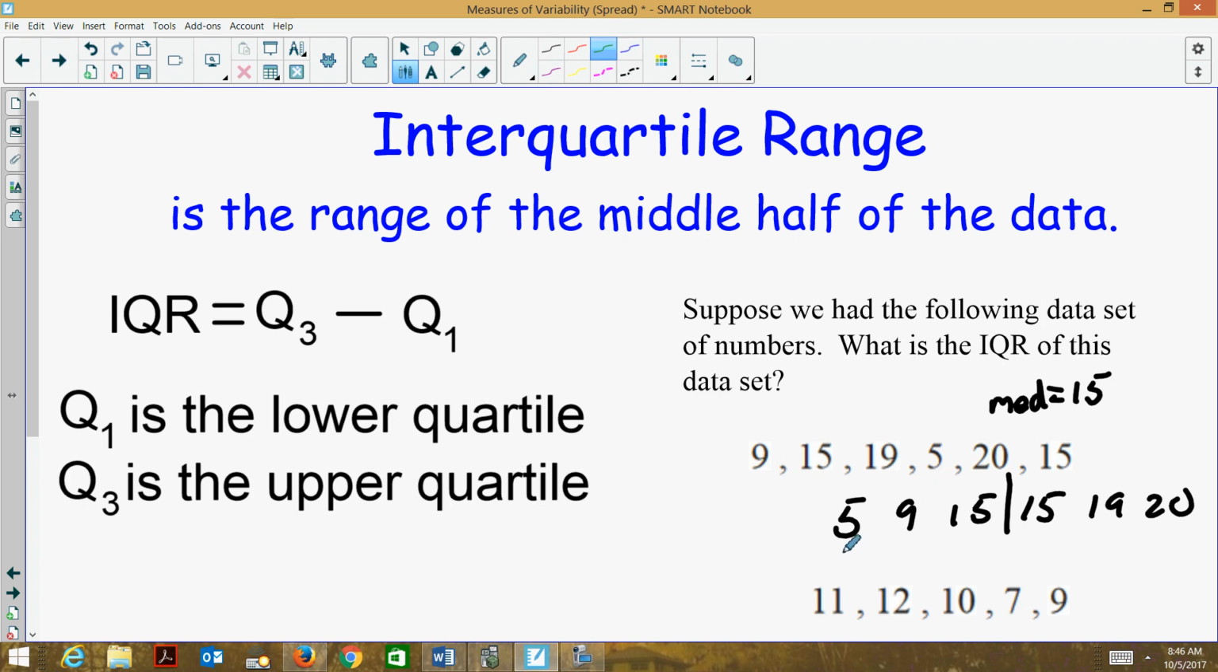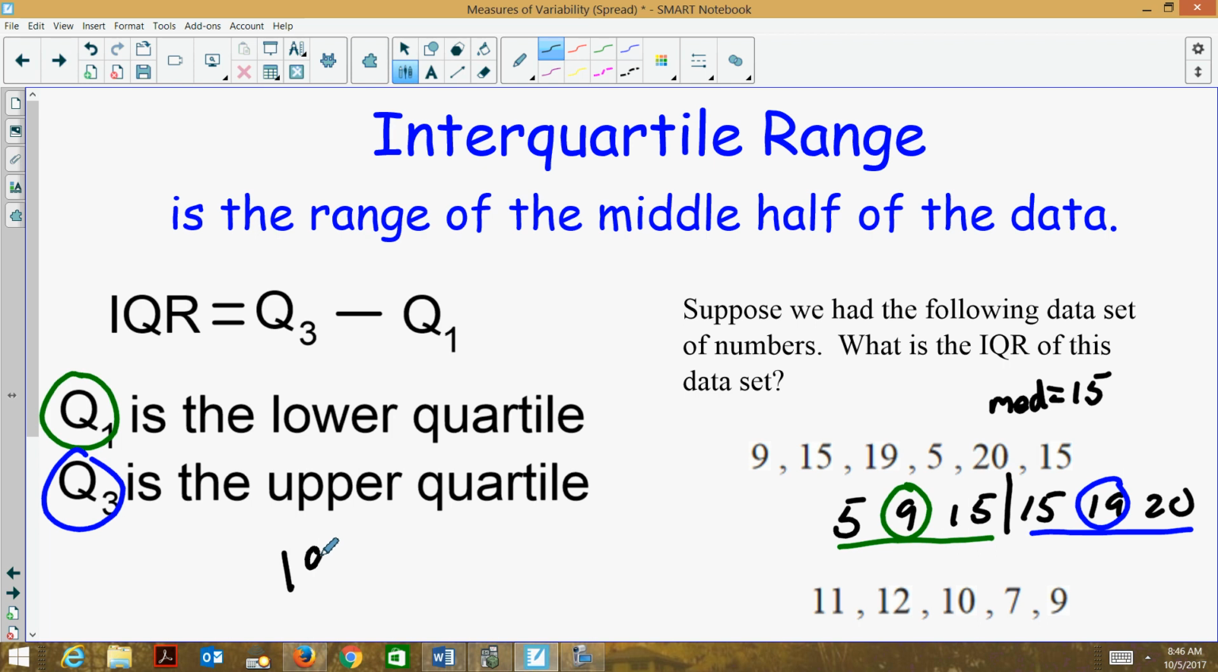So the median of these three numbers, 5, 9, and 15, is 9, and that is our lower quartile. Our upper quartile is the median between 15, 19, and 20, which is 19. Now that we have our upper quartile and lower quartile, we're able to take the difference between the two, and that gives us our interquartile range.